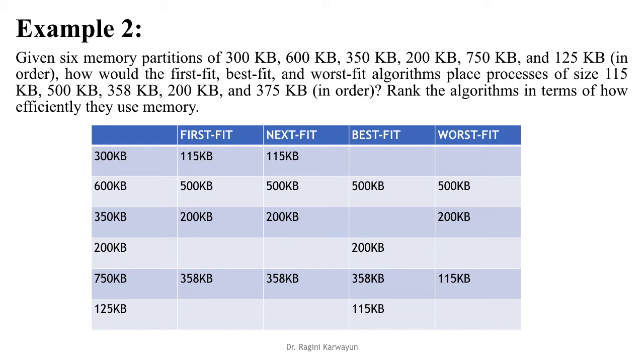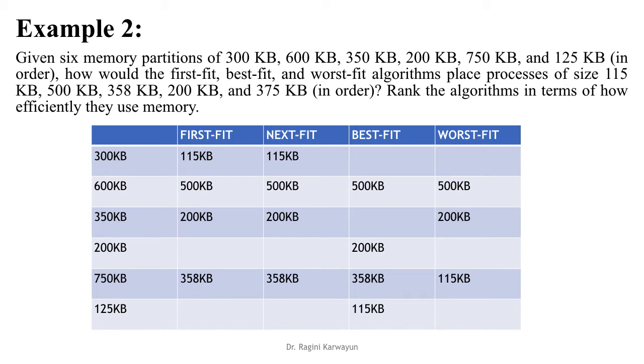Then the next process is 500. Again you will search this list, the best partition that can hold 500 KB with least internal fragmentation is 600 KB, so the 500 KB process will be allocated the 600 KB partition. After that comes 358, so 358 KB, because the rest of the free partitions cannot accommodate 358 KB, the 750 KB partition will be allocated to the 358 KB process.